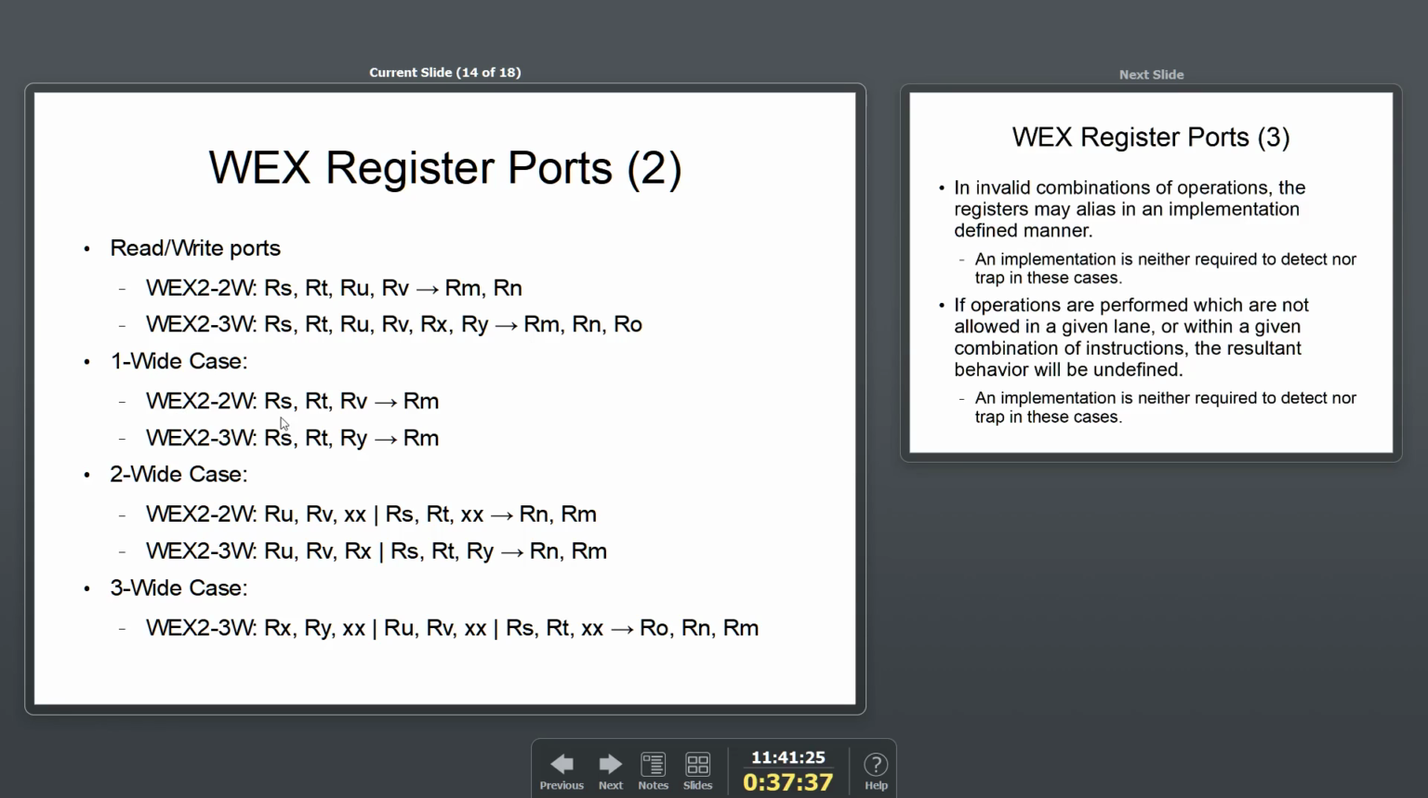So in the 1 wide case, S and T are used as the first 2 source ports, whereas V is used for the destination port or destination read port, and stores to R via the RM port. In the 3 wide case, it's similar, just using port Y instead. This allows lane 1 and 2 to use all of their read ports, whereas it's lane 3 that's sacrificed.